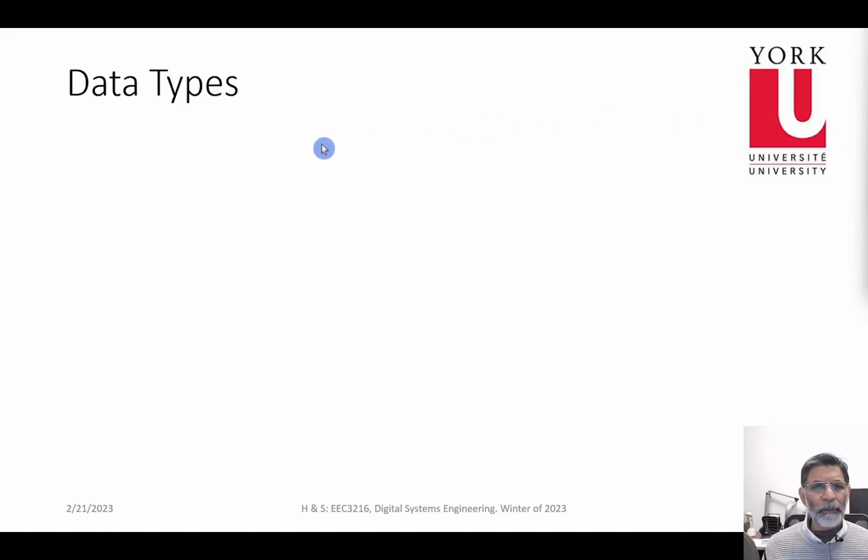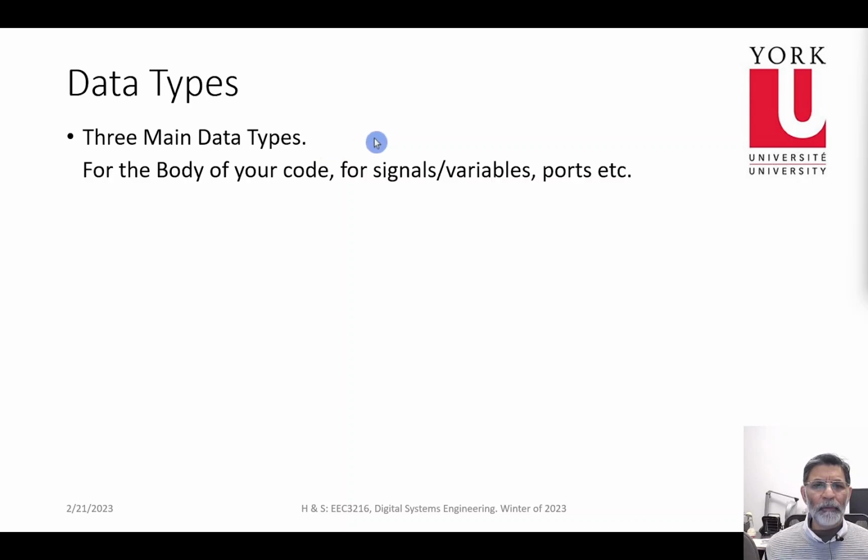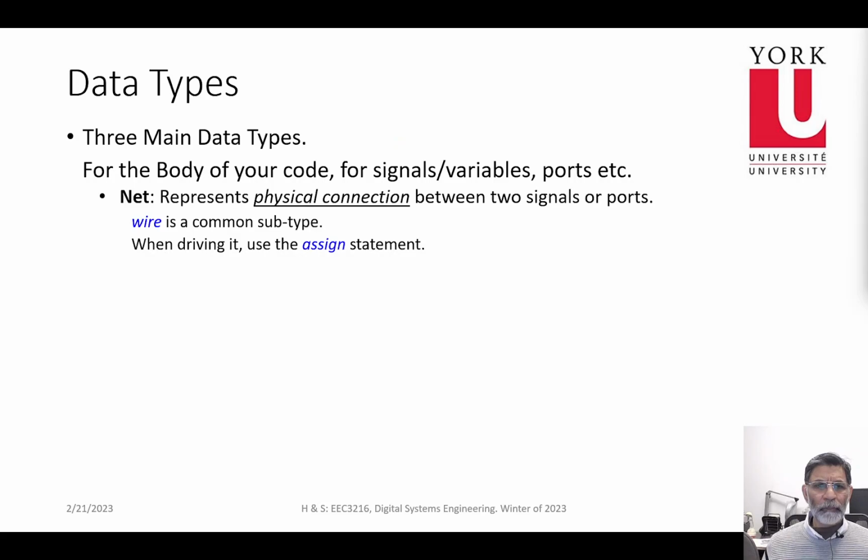So next we talk about data types. There are three main data types for use in the body of your code, for signals, variables, and ports. Net is one of the types. It represents a physical connection between two signals or two ports, such as an output port of one module connected to an input of another. Wire is the most common subtype of the net type. When we use wire signals, we have to assign values to them using the assign statement.